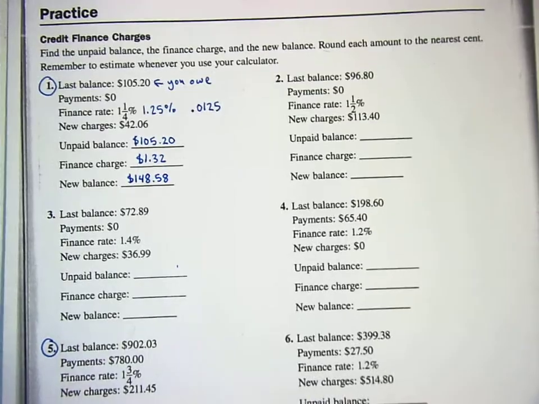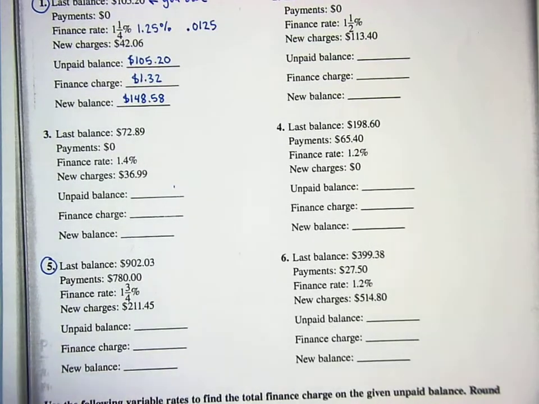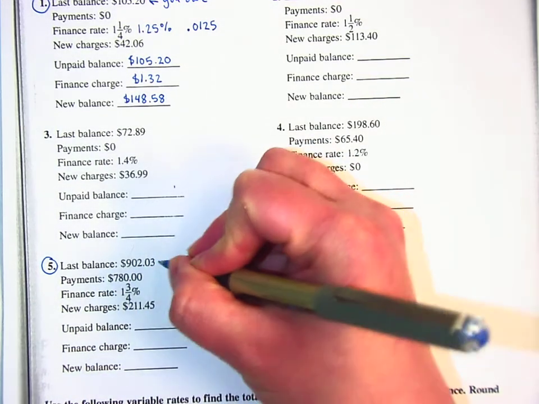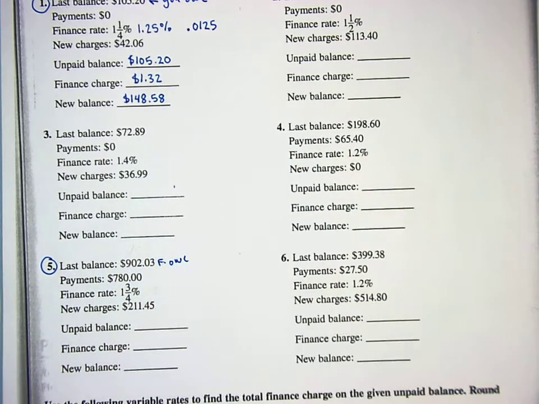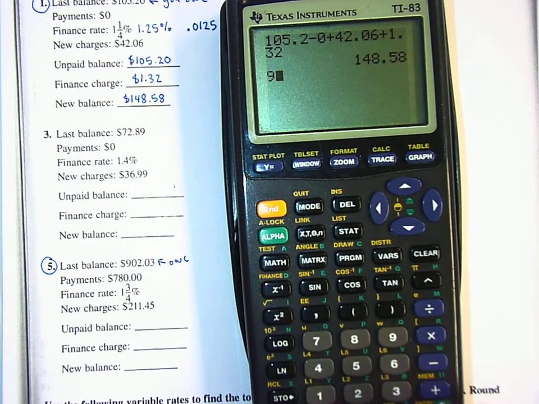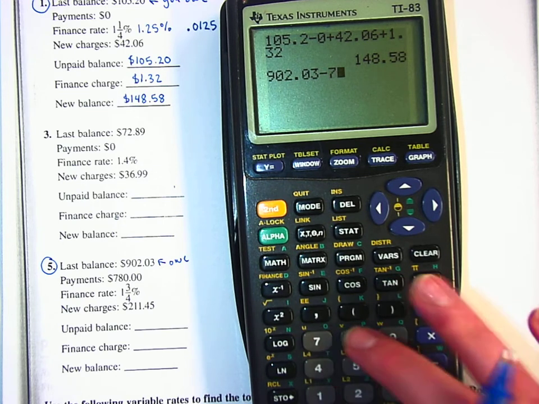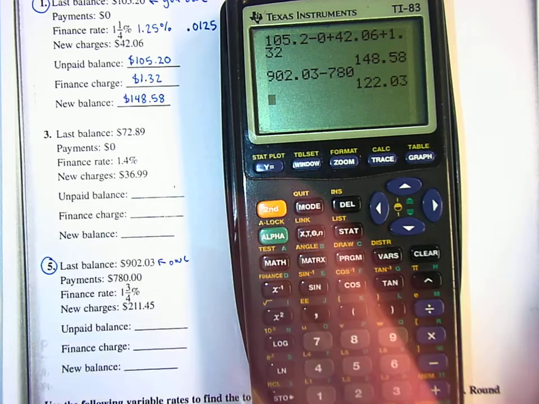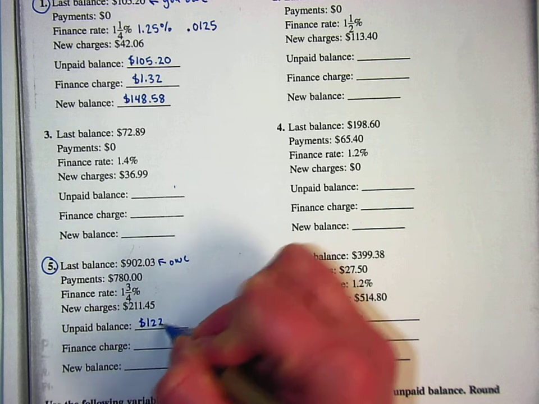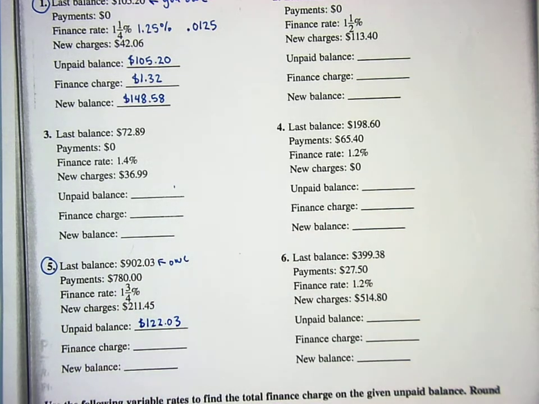Okay. I'm going to move on to number 5. So for number 5, this is how much I used to owe, $902.03. But then I paid off $780 of it. That's pretty good. All right, so if I take 902.03 and I subtract that payment of $780, I get 122.03. So I still owe $122.03.